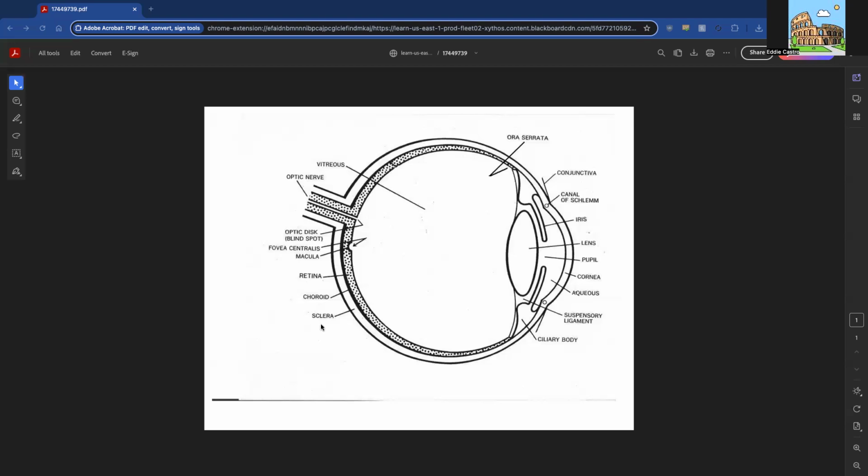The sclera is the tough white outer layer of the eye. It surrounds most of the eyeball and provides protection and structure except for the front where the cornea is located. All right, and that is a brief overview of the eye's anatomy.